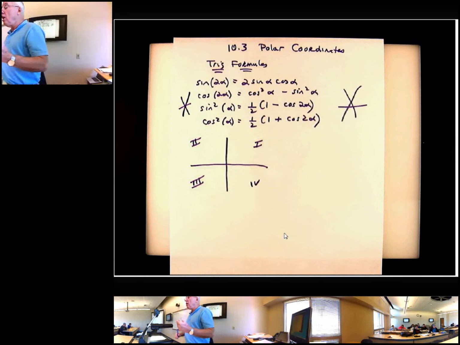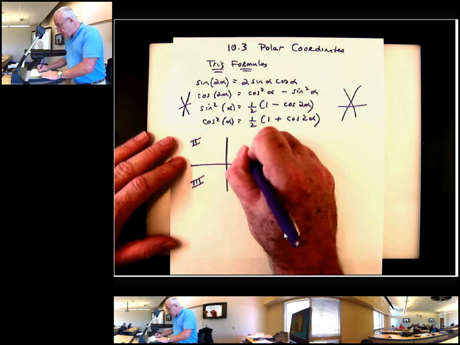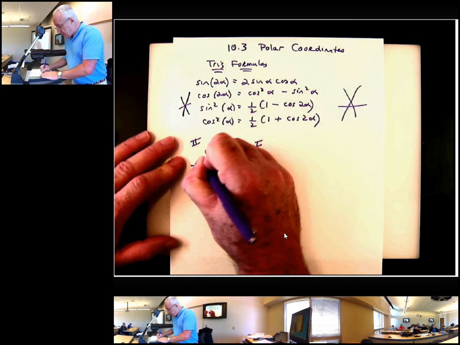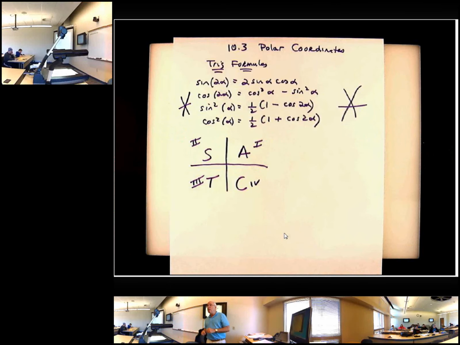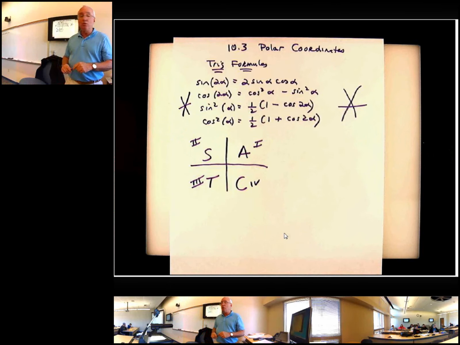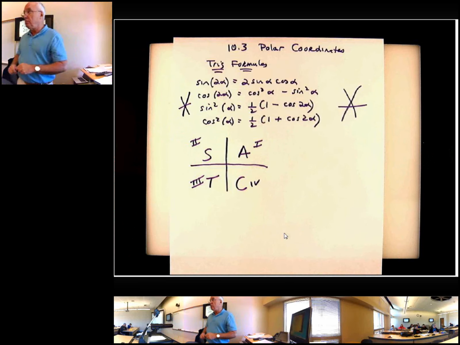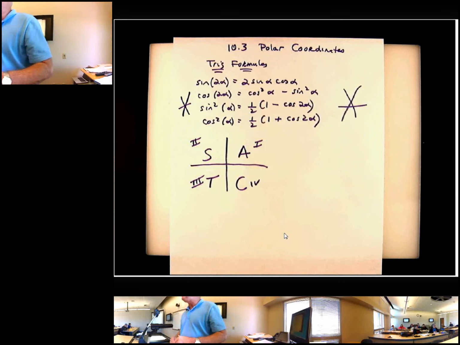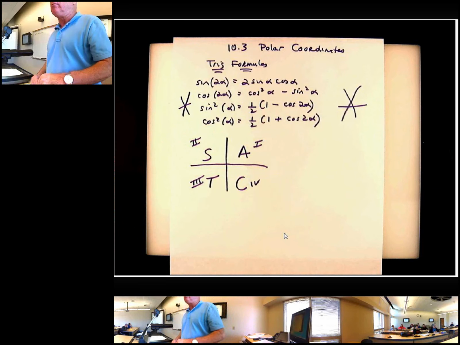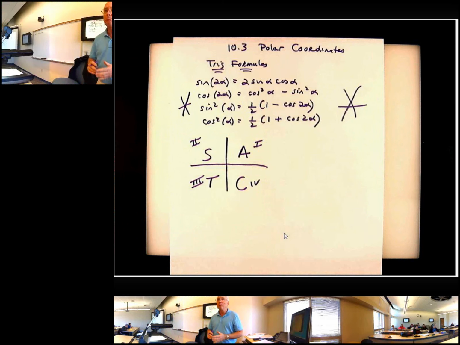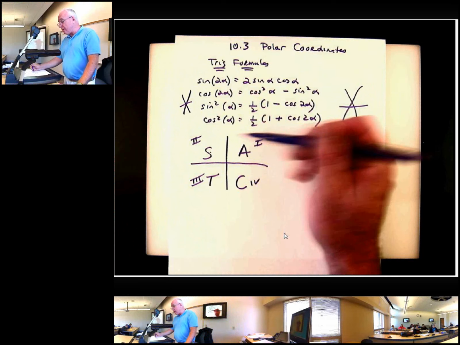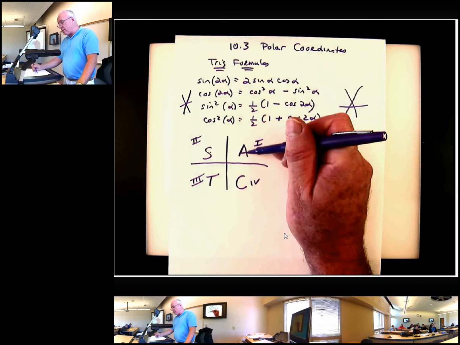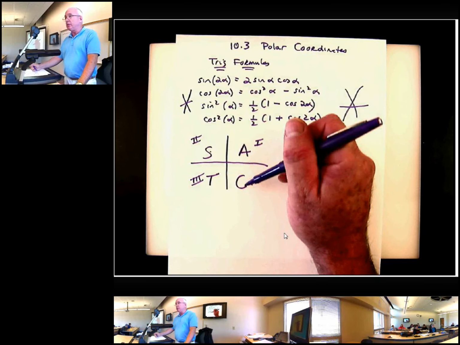All students take calculus: A, S, T, C. When I taught trig, I wanted to give an affirmation to my trig class, so I had it as a smart trig class. All right? So anyway, what do these mean? This is where the sine is positive. This is where all of them are positive. This is where the tangent's positive and the cosine's positive.